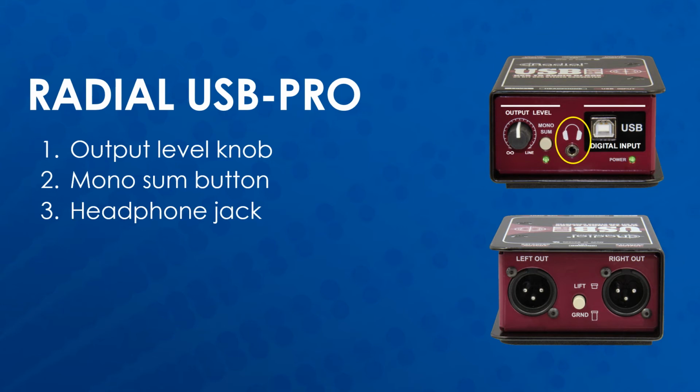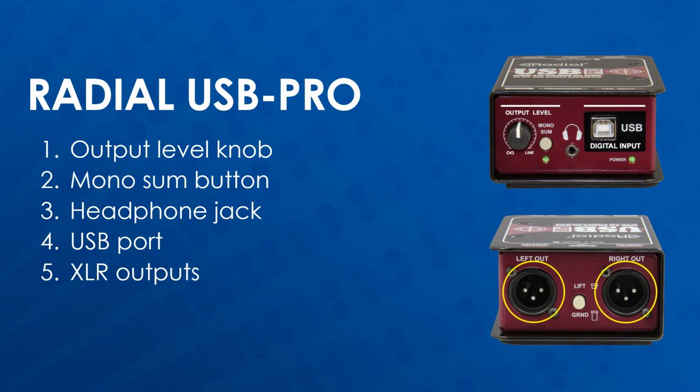The headphone jack allows for monitoring of the signal locally. The USB input provides the USB audio connection and power to the USB-Pro. On the output side, there are two XLR outputs. When the mono sum button is pushed in, it does not matter which output is used. When the mono sum button is in the out position, these will output the left and right signal respectively.